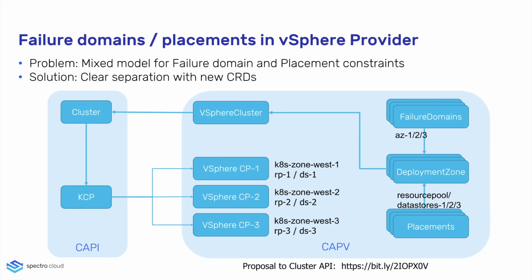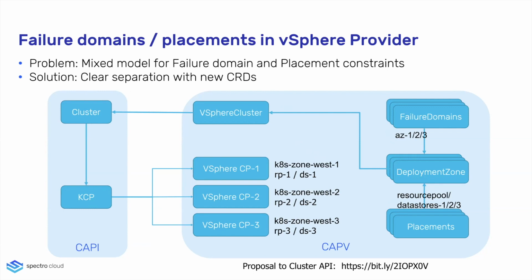For a vSphere setup with the 3 compute clusters, there will be 3 zones with the 3 fault domains defined. And each of the fault domains will have different resource pools and data stores, which is defined within this deployment zone. And the cluster will just refer to whatever deployment zone that they choose to use.